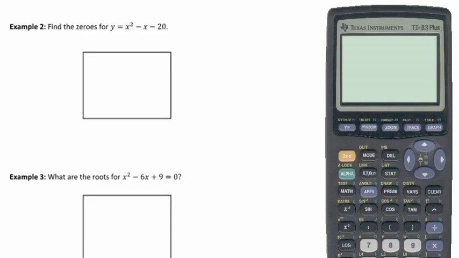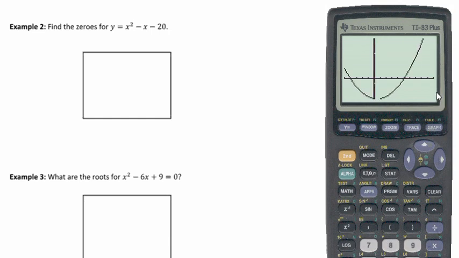Example 2, find the zeros for y equals x squared minus x minus 20. There is a way algebraically we can solve these by factoring, but that's going to come up in the next section. So these ones we just want to become comfortable on our calculators by solving graphically. So with our y equals x squared minus x minus 20. And graph.